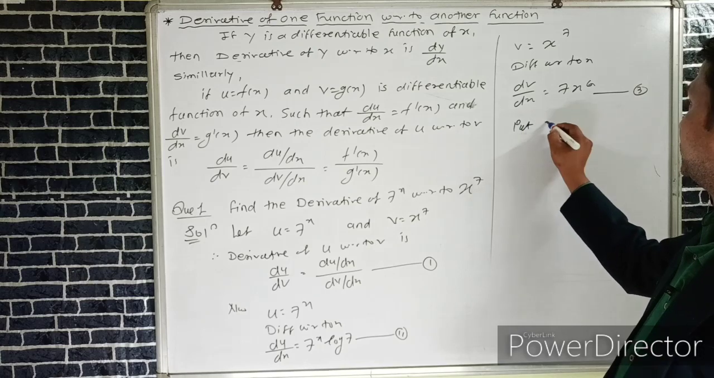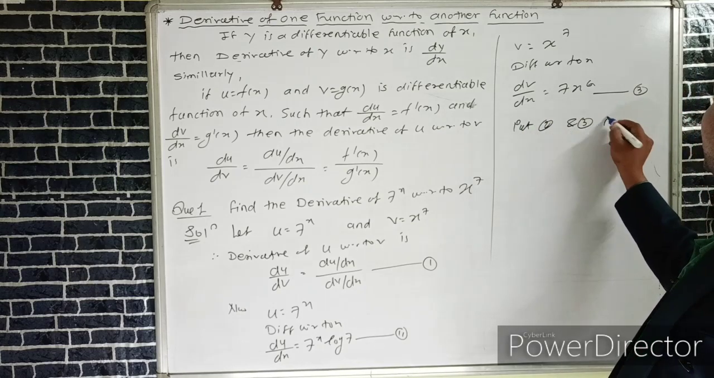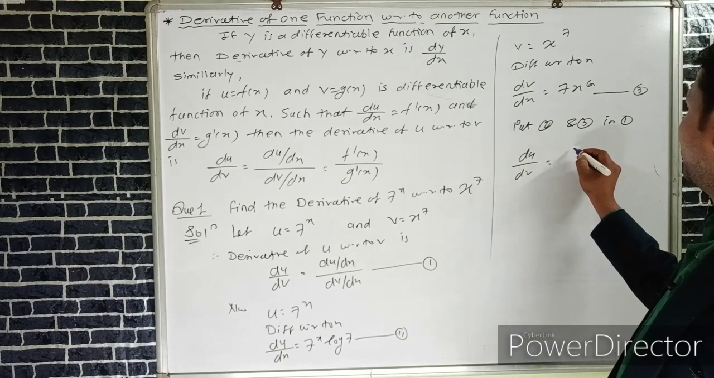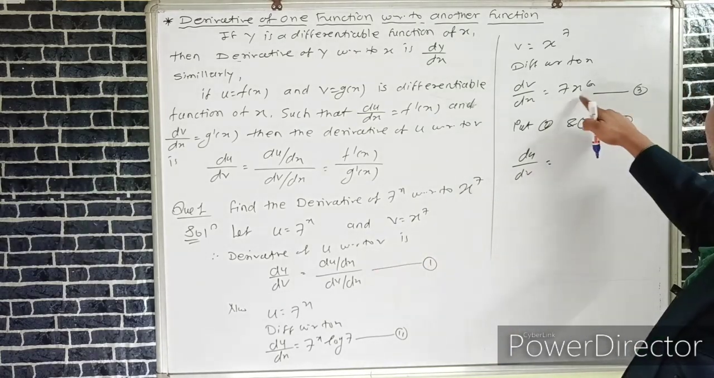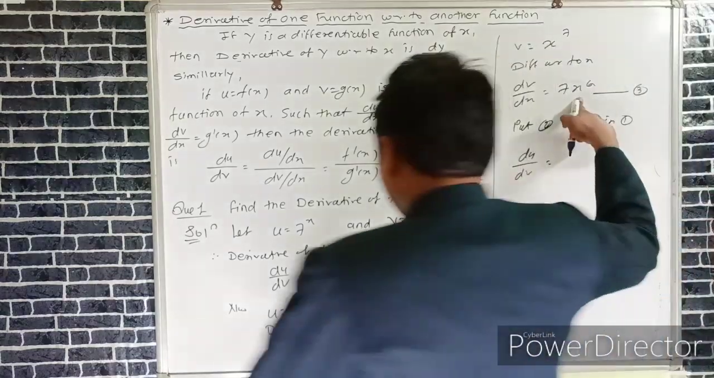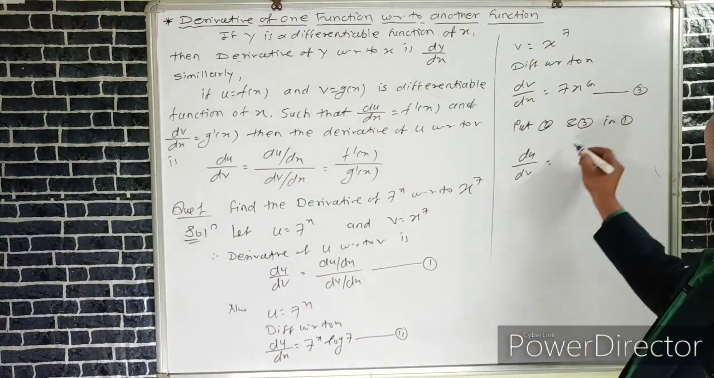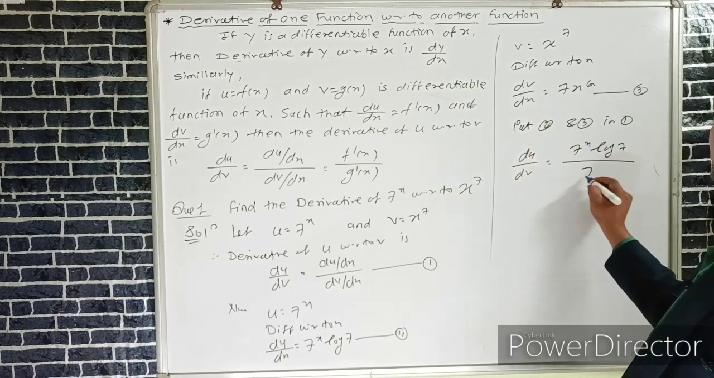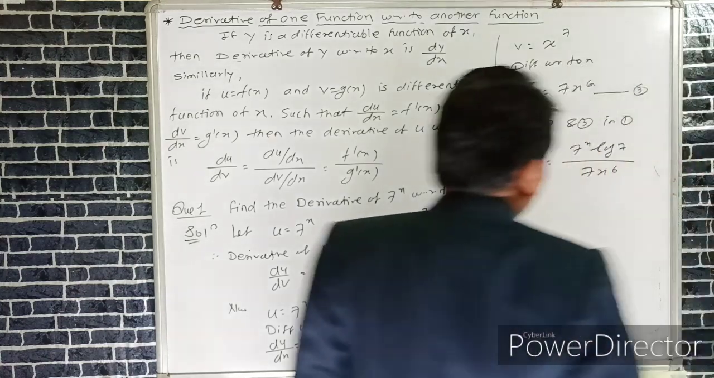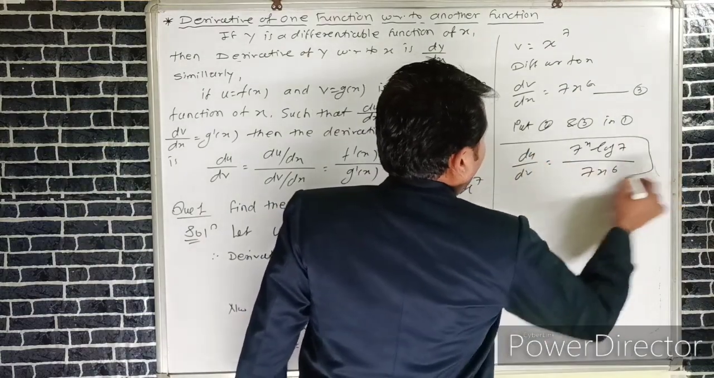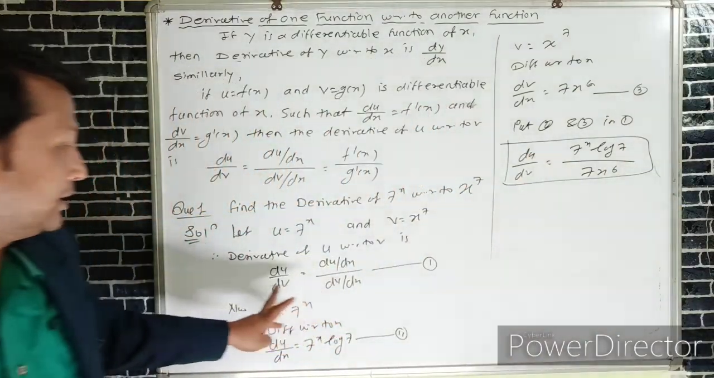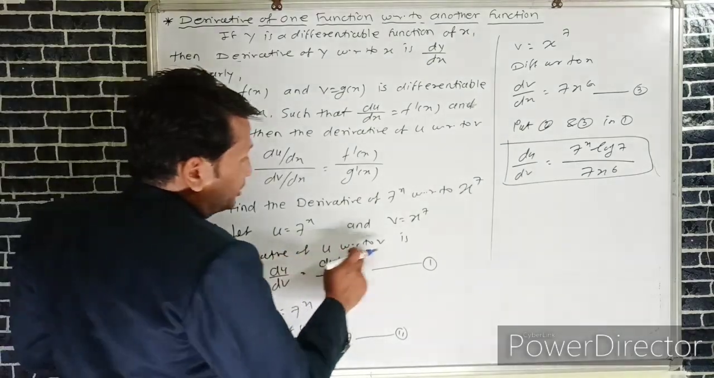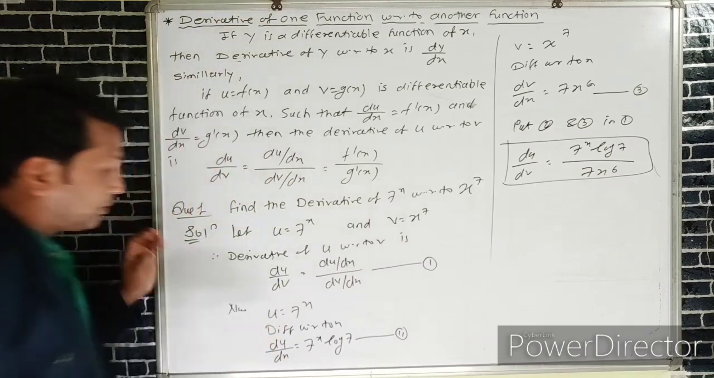Put 2 and 3 in 1. We can write du upon dv is equal to du by dx upon dv by dx, which is 7 raised to the power x log 7 upon 7x raised to the power 6. This is the required derivative, du upon dv. Therefore, the derivative of u with respect to v is du upon dv.